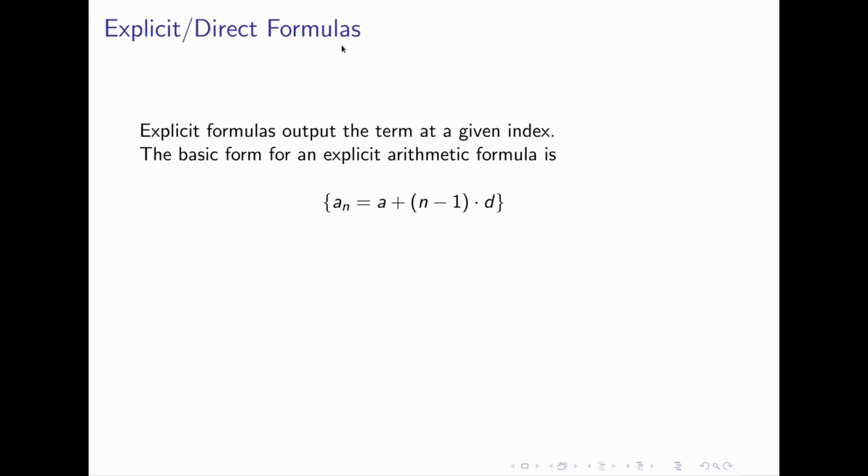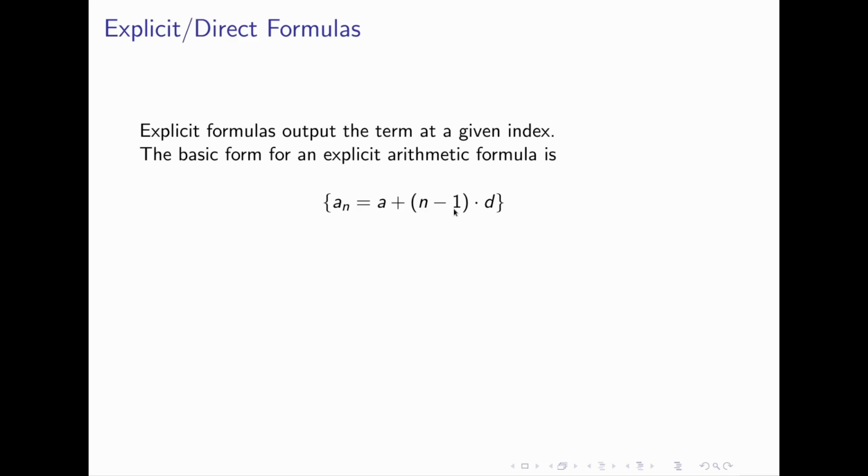So this is our basic form for the explicit arithmetic formula. This is the current term. This is our starting value, so for the very first term, plus n minus 1. The n minus 1 is here, otherwise we would have to start counting from 0. Or we can start counting from 0, and then we'll just have 0 times d to get our first term.